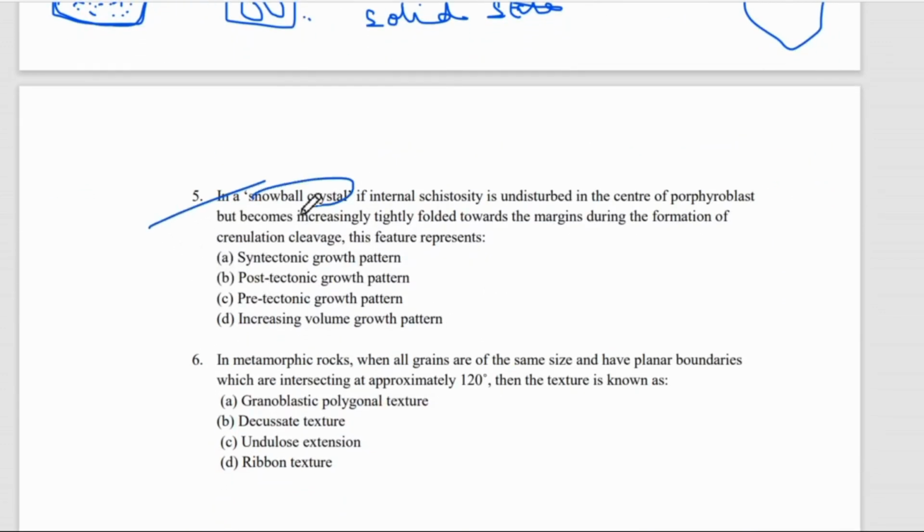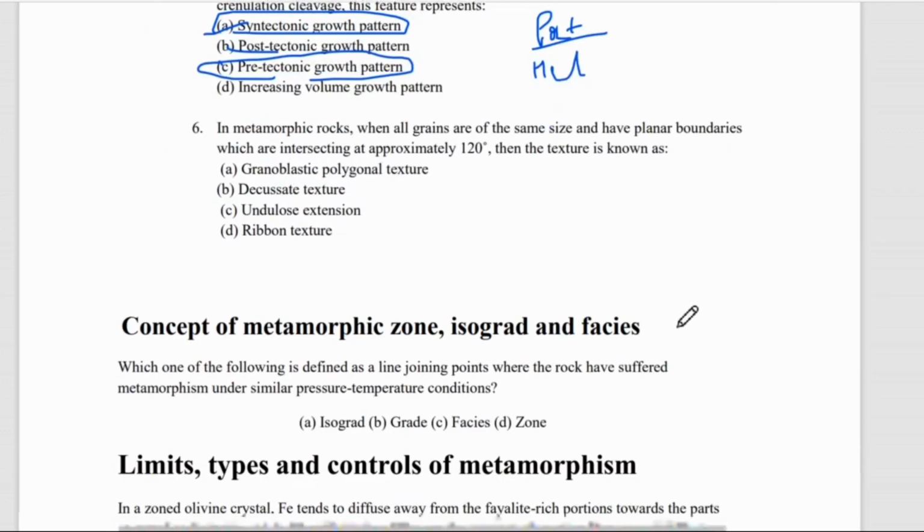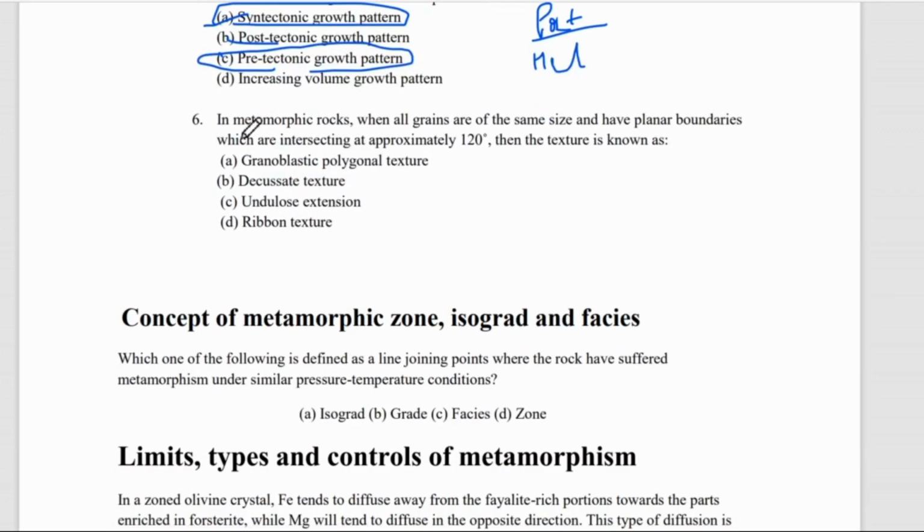Next is snowball garnet. We know that it is a syntectonic growth pattern. So you have to remember what the post tectonic growth patterns are, like they asked in the assistant geologist exam about the helicitic fold. So these are the post tectonic, and what is the pre tectonic growth pattern? You have to remember all of those. All are mentioned in the Winter book.